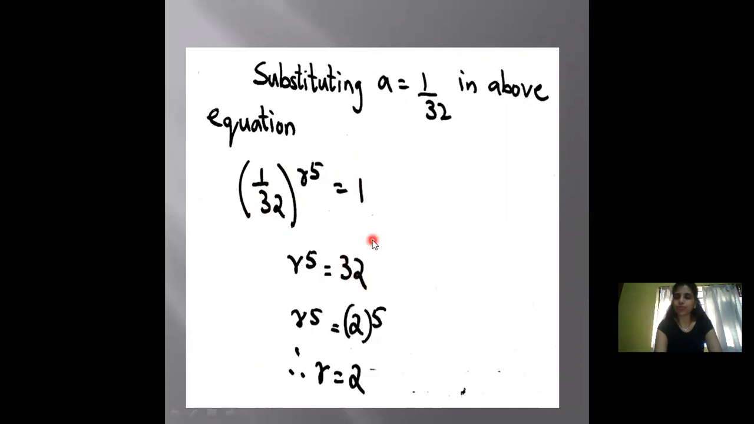Factorize 32. Now here we want power 5. So you have to understand that when you are writing this 32, you need to write it in such a way that the power should be 5. So factorize it with 2. So you get 2, when you multiply 5 times, you get 32. So you have written this 32 in the form 2 raised to 5. Now if the indices are same, bases become same. So that is how you got r is equal to 2.